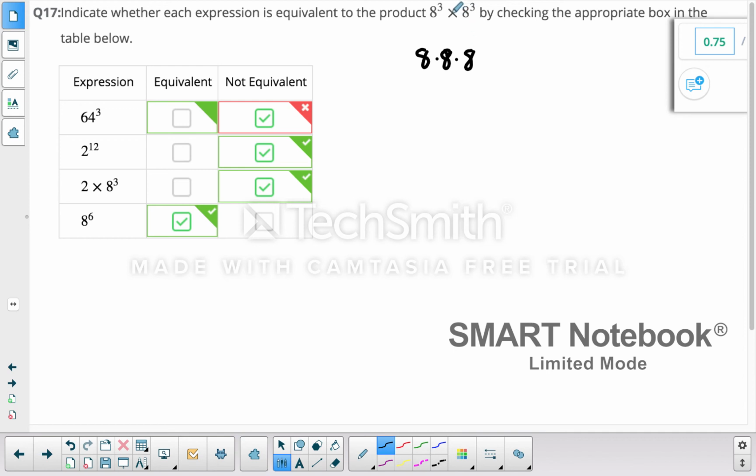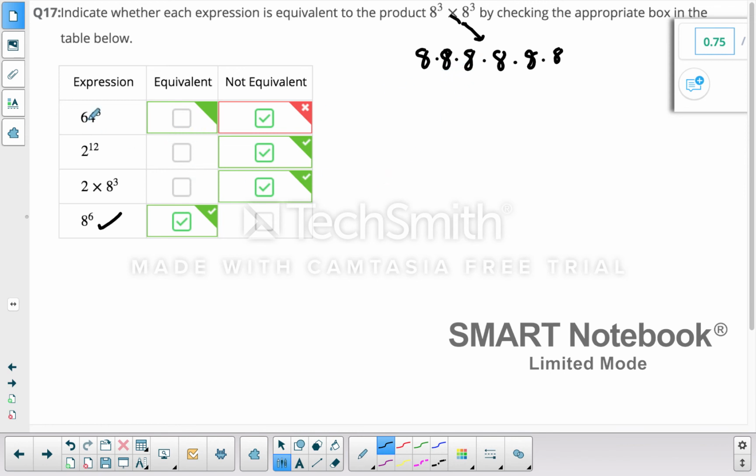And then there's a times sign right there. So all I'm going to do for that times sign is just write another times sign. It doesn't matter if you use the raised dot or the old school X. And then we have another 8 cubed here, 8 times 8 times 8. So I just wrote 6 eights right here, if you see that. And so this is definitely true. 8 to the 6th power is definitely true.